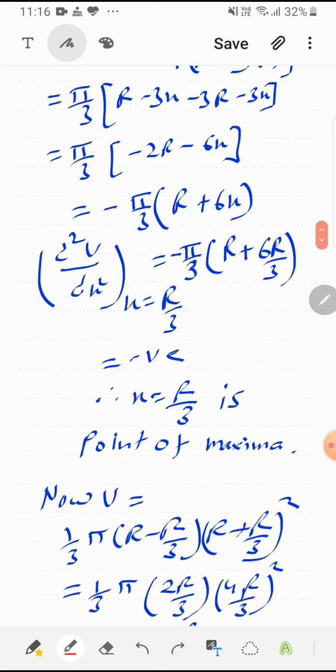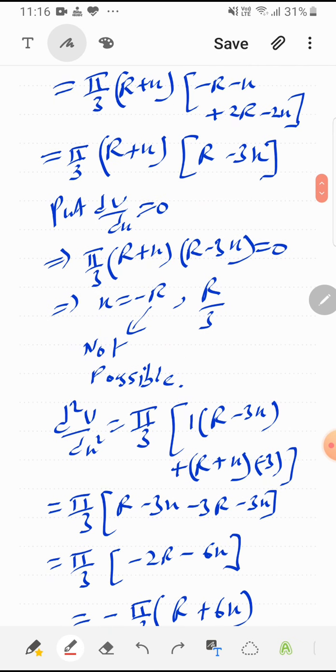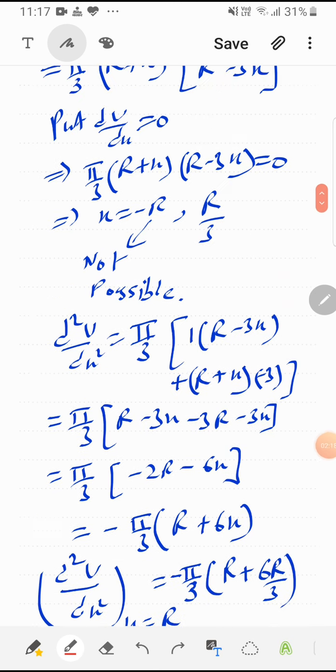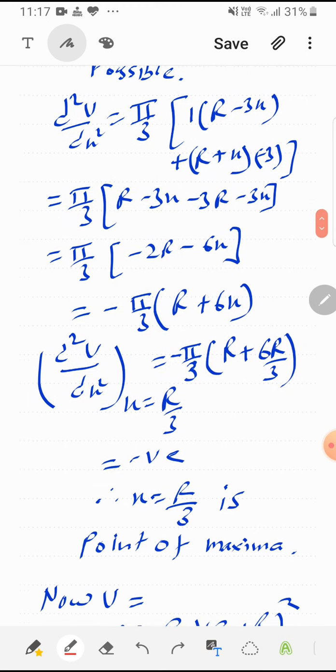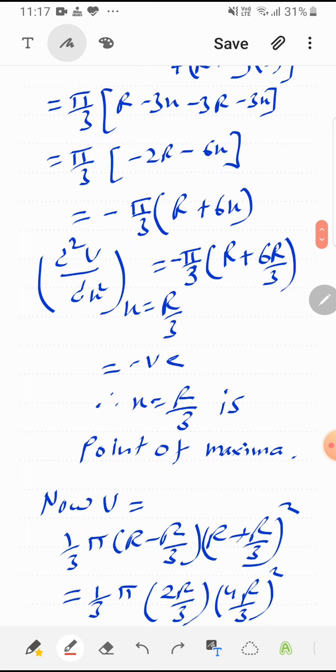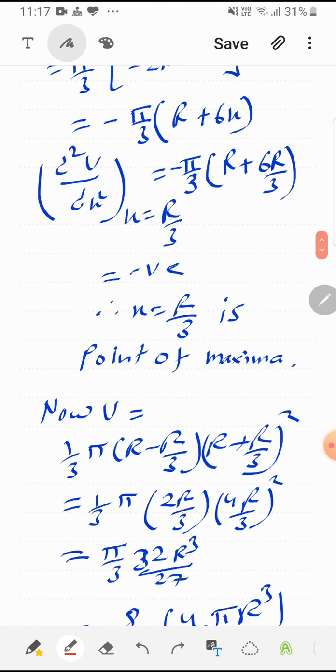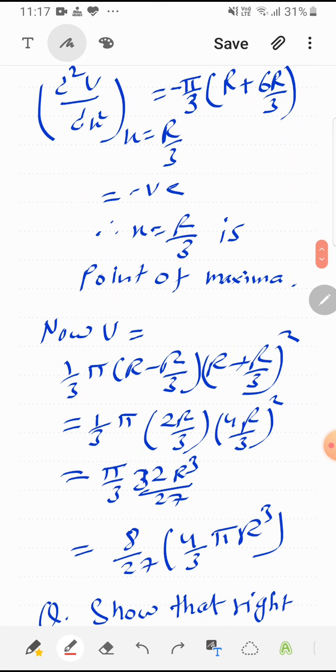So x is equal to R by 3 is a point of maxima. Now putting x is equal to R by 3 in the volume. So expression for volume is this. So I am putting here x as R by 3. So that R minus R by 3 is 2R by 3, R plus R by 3 is 4R by 3. So overall it is 32 by 81 pi R cube, or 8 by 27 we can write separately. So it is 4 by 3 pi R cube.